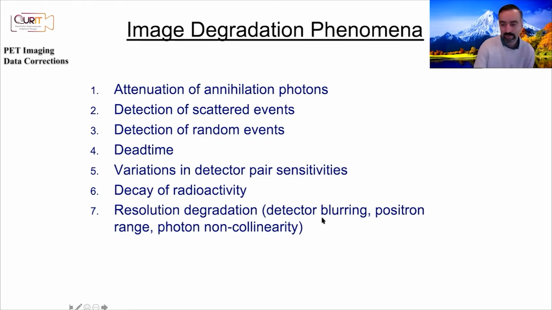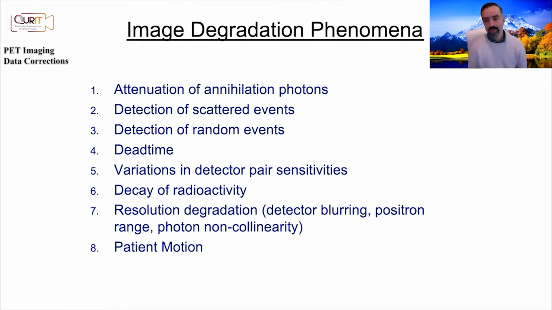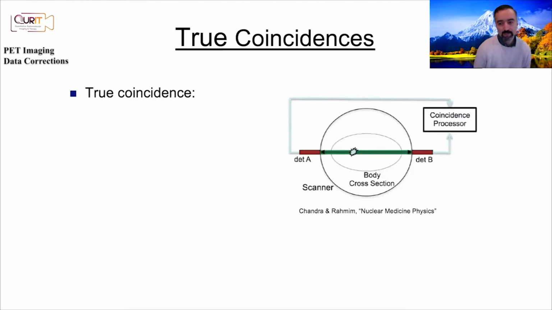There still remain other things that are degrading image resolution, such as detector blurring, like intercrystal scattering, things of the sort, positron range, which is unique to PET and not single photon imaging, photon non-collinearity, which is something we're going to talk about, this interesting phenomenon, and finally, patient motion. So we're going to try to cover these 8. As I mentioned, the first 4 in this lecture and the next 4 in the next one.